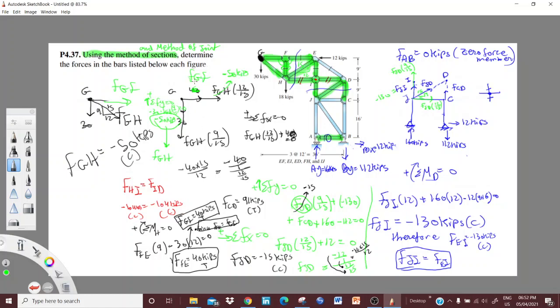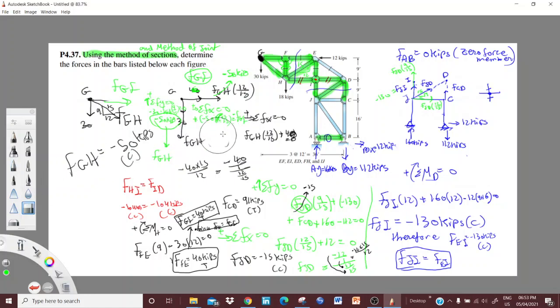In order to find FGF, by saying summation of Fx equal to 0, the right way is positive, and minus 50, I'll put the same value, times 12 over 15, plus the other side, minus FGF. So can I find this? We have here minus 50 kips times, sorry guys, 12 over.